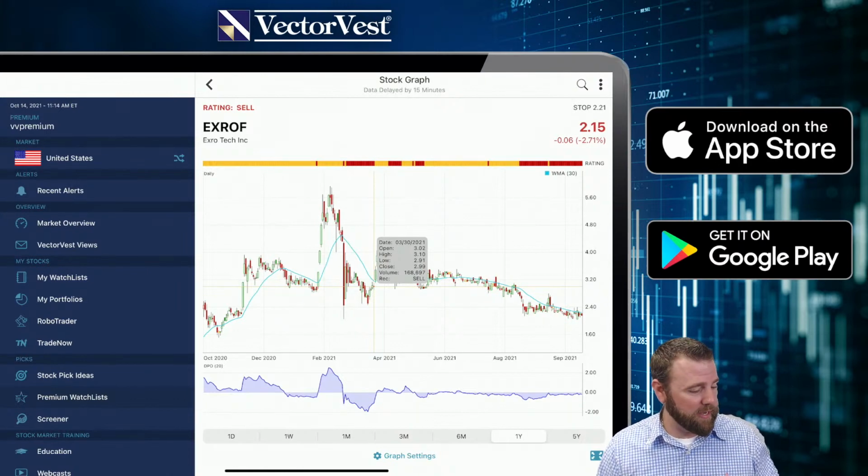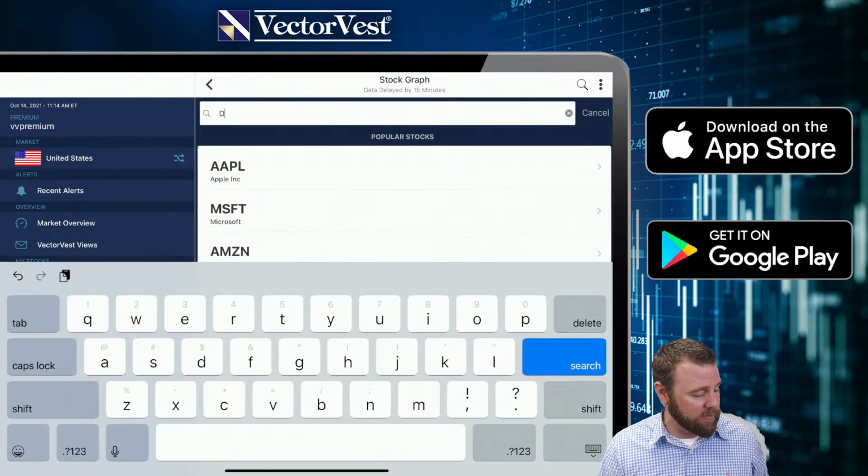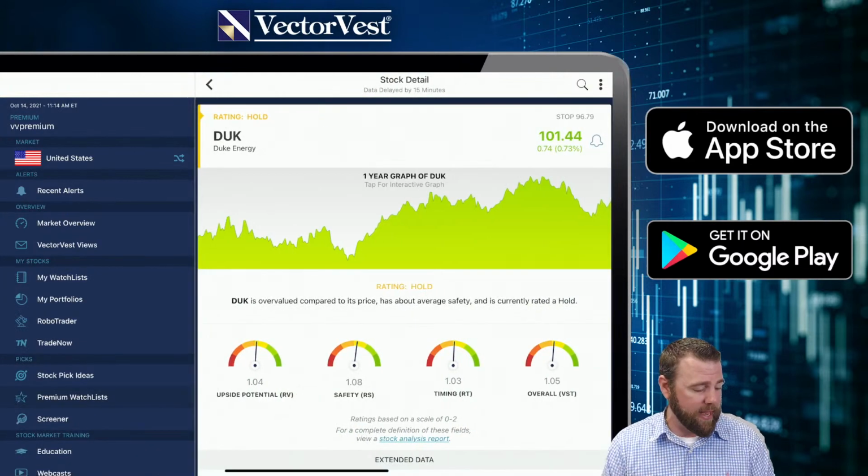All right, so getting into it. We did have one coming in, DUK, a while ago. We'll go ahead and analyze it. If they're here, there you go. So looking at Duke Energy, starting off with the 4 indicators at the bottom.